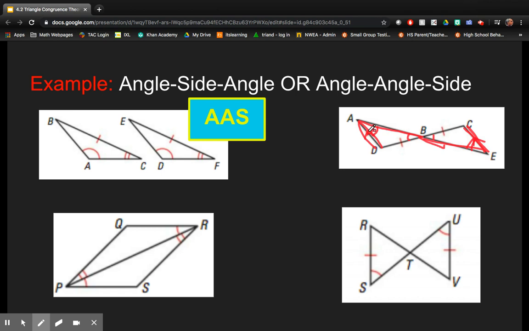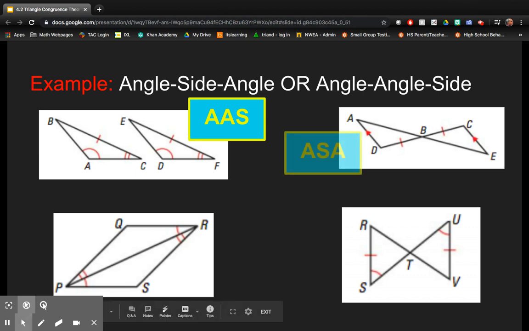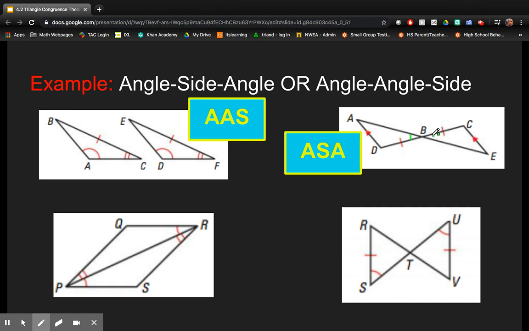Okay, so now I have two angles and two angles and a side. And so I need to determine, is the side given between the two angles? And if it's not, which it's not, then my answer should be angle, angle, side. So when I worked this problem the first time, I found that it was angle, side, angle. So sometimes you can prove using more than one thing. So let me show you how this could be angle, side, angle instead of angle, angle, side.